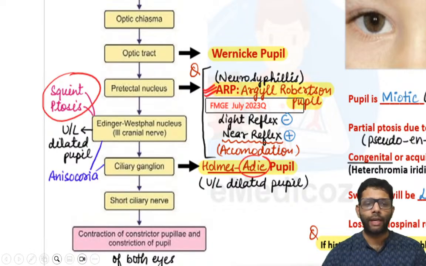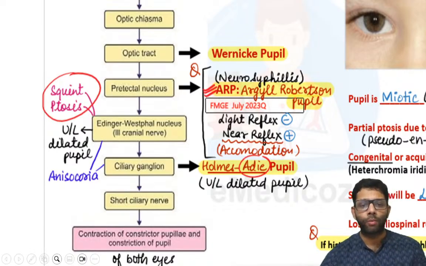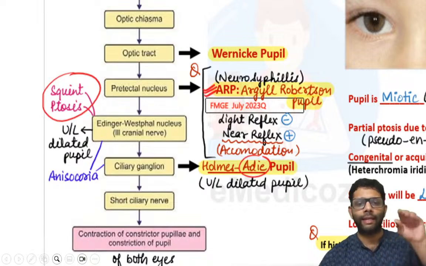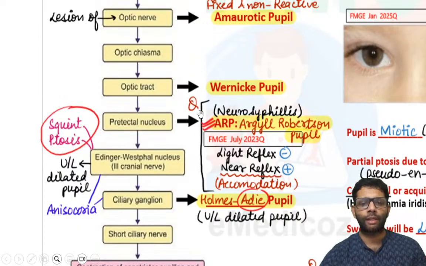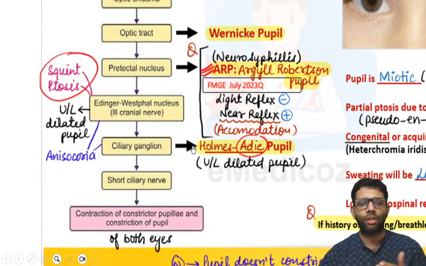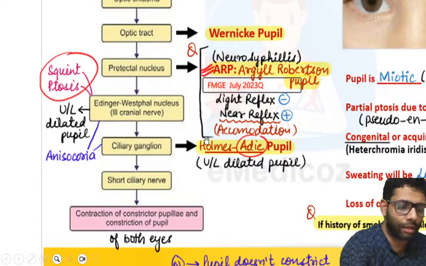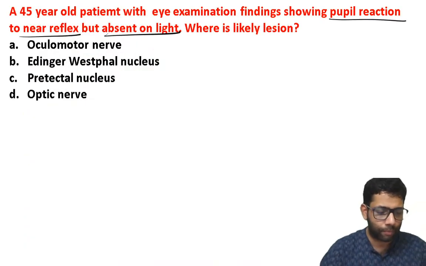In Adie's pupil, Holmes Adie will be ciliary ganglion lesion, one side dilated pupil. Amaurotic pupil will be there in optic nerve. Wernicke pupil, optic tract. Marcus Gunn pupil in partial lesions of optic nerve. But this is Argyll Robertson pupil.